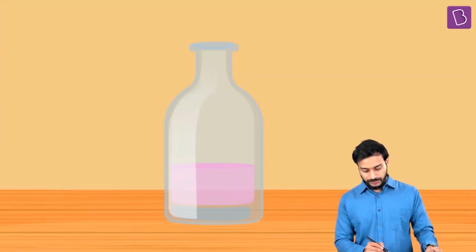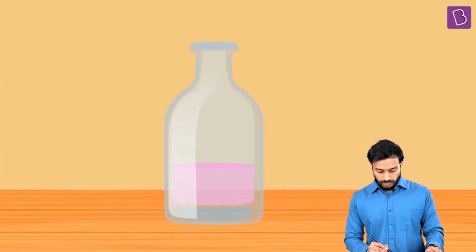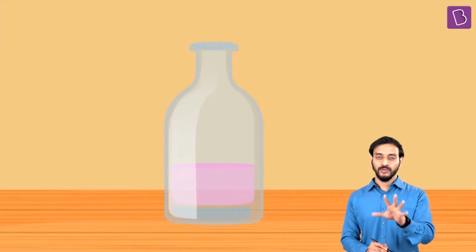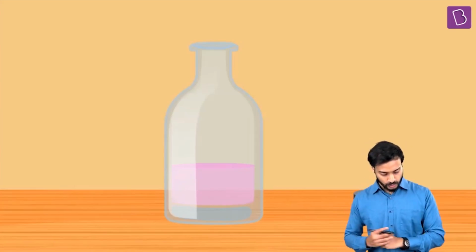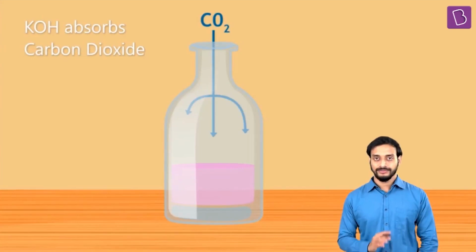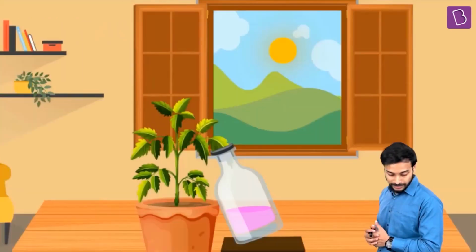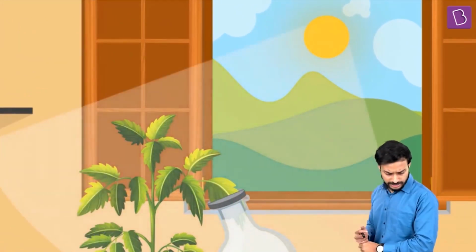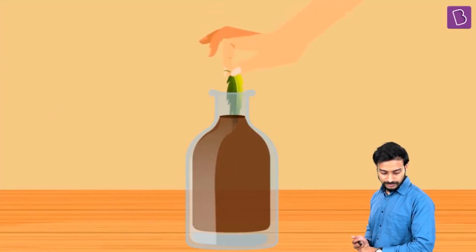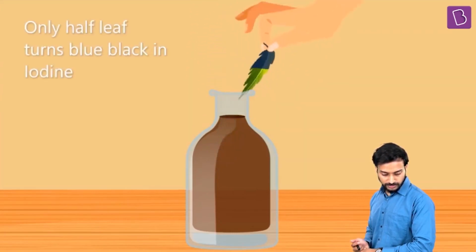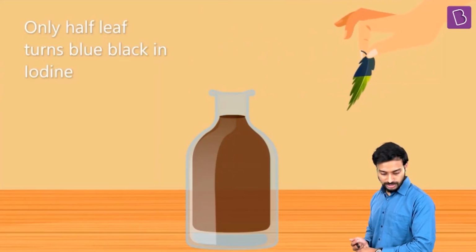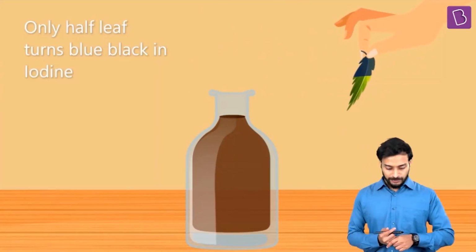Fine. So now what was done? We need something which is KOH, which is potassium hydroxide. First, let me show you what was done and I'll explain it to you once again. Just observe what is happening. Take some time. Don't worry, look into what's happening. Let me also observe. Okay, sunlight is coming. Then it's dipped inside something. It's taken out. Only half turns blue-black in iodine. Wow. Okay. Fine. I got some idea.